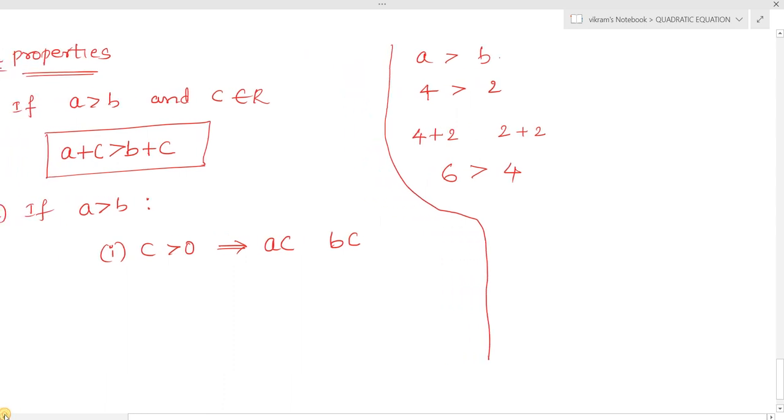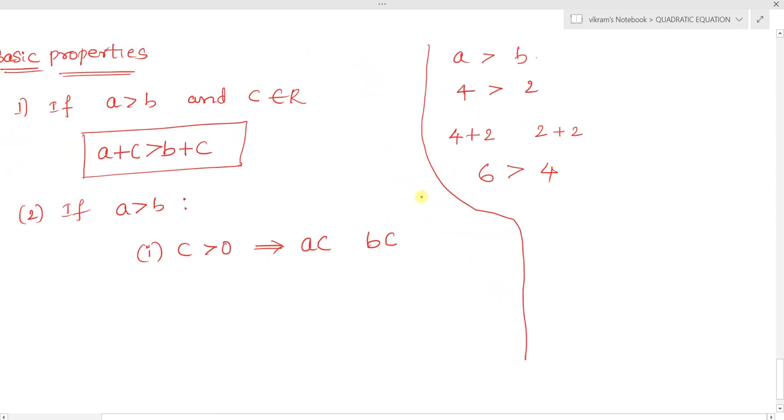Yes, very good, the inequality does not change. If it is greater than 0, there is no change in the inequality. If it is greater than, it stays greater than, and if it is less than, it stays less than. For example, A greater than B: 4 is greater than 2. Now C is greater than 0, so I am multiplying both sides with 2. What am I obtaining? 8 and 4. Again, 8 is greater than 4. So if any inequality is multiplied by a number greater than 0, the inequality does not change.